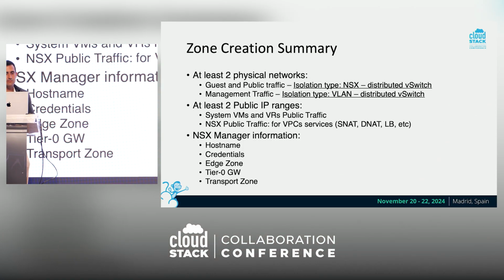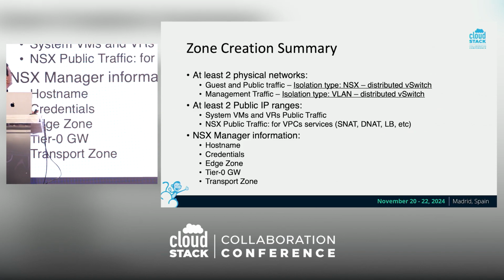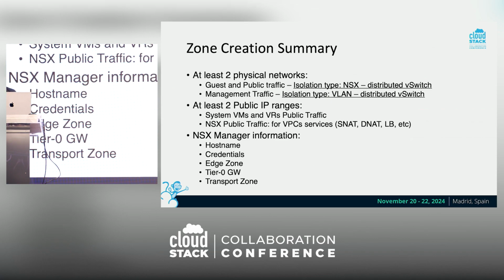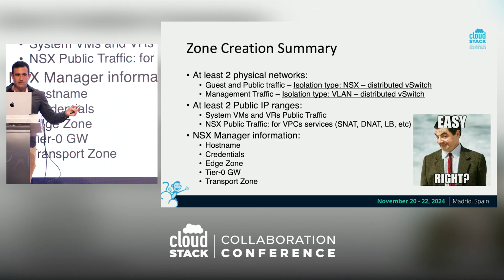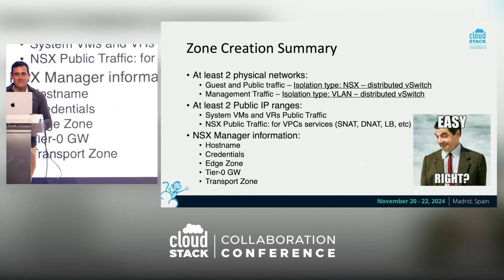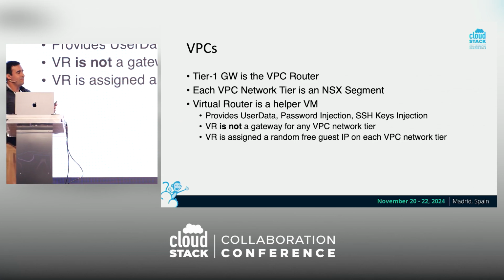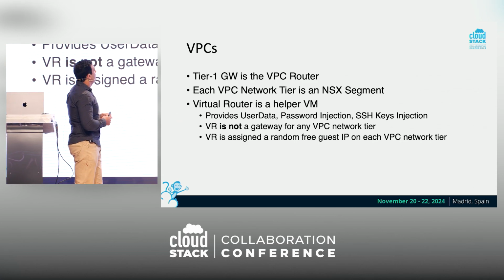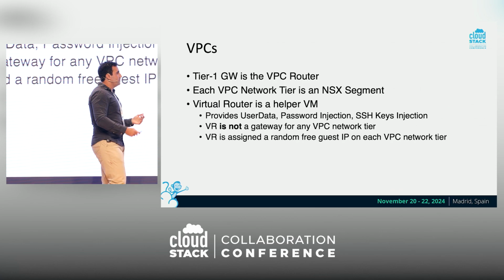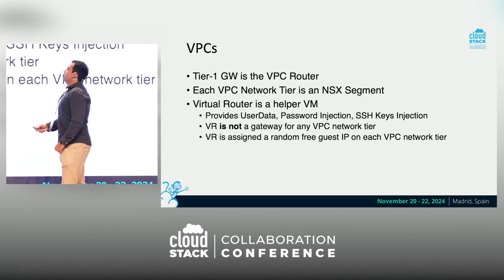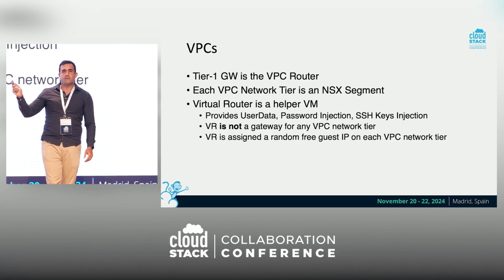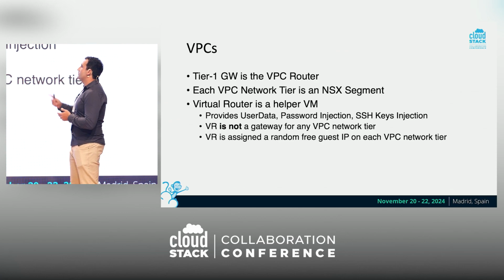And that's about it. So in summary, you need these 2 physical networks, the 2 public IP ranges, and a bunch of information about the NSX manager. Looks easy. So now let's see how this works for VPCs in CloudStack, having created your NSX zone. So the virtual router still exists, but it's not the gateway for the VPC.